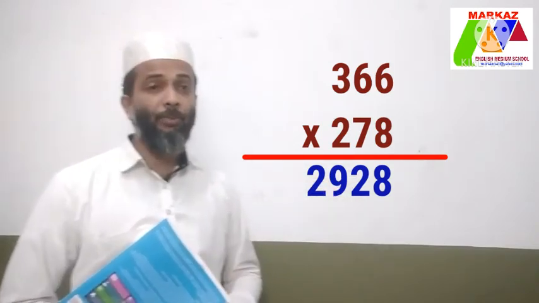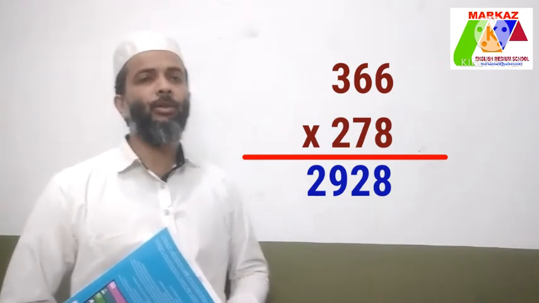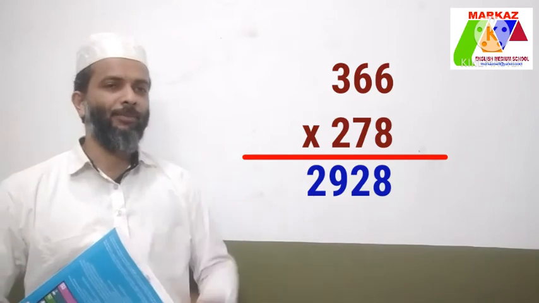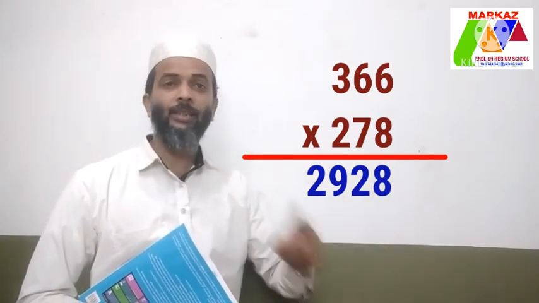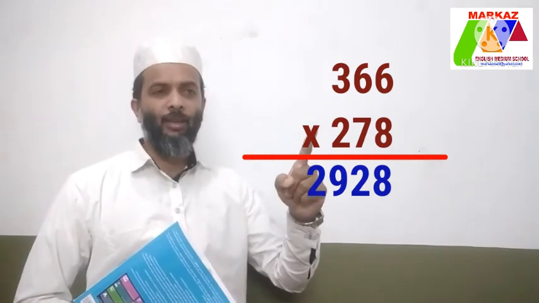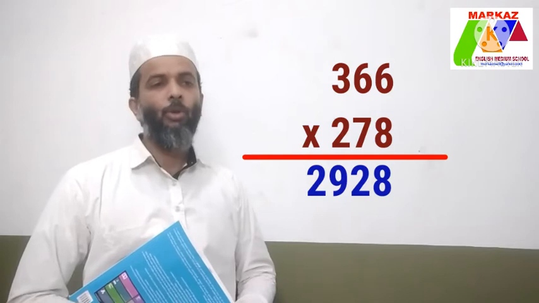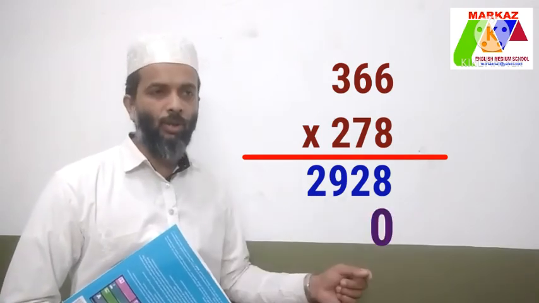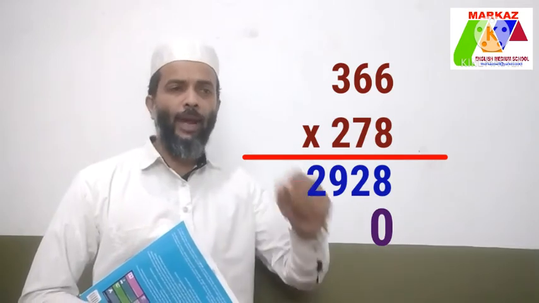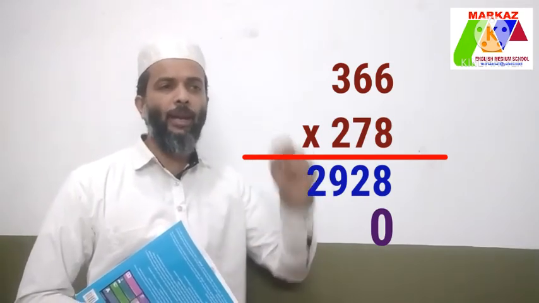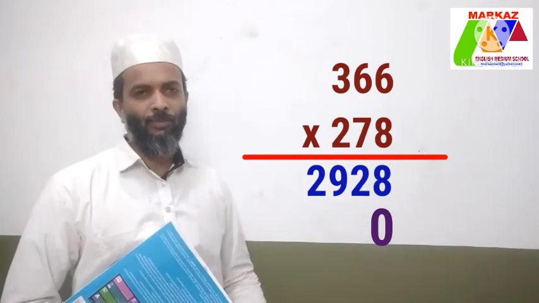2928. Next step is 7. 7 is in the tens place, that means not 7, 70. 70 into 6, not 7 into 6, 70 into 6. Answer is 420. You have to write 0 in your ones place. If you write like that, you will not make a mistake when adding your answer.